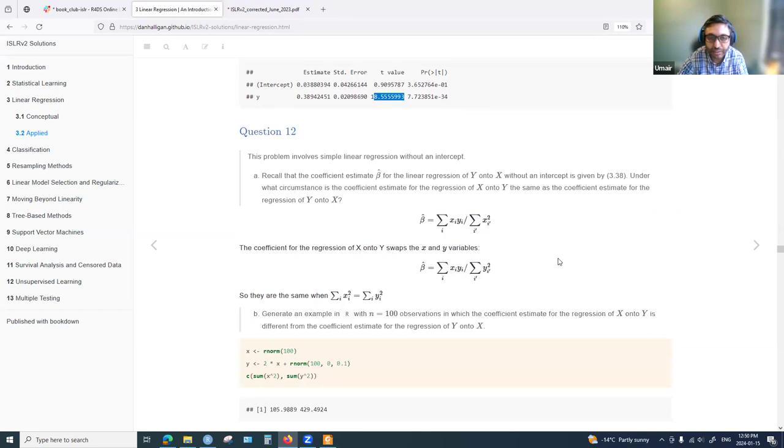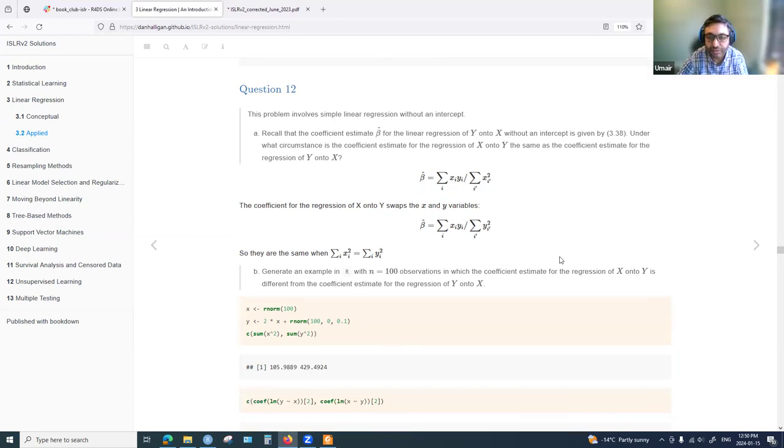All right, question number 12. This problem involves simple linear regression without an intercept. Recall that the coefficient estimate beta hat for the linear regression of y onto x without an intercept is given by this equation. Under what circumstances is the coefficient estimate for regression of x onto y the same as the coefficient estimate for y onto x? So I think this is also similar to what was discussed in the previous example.